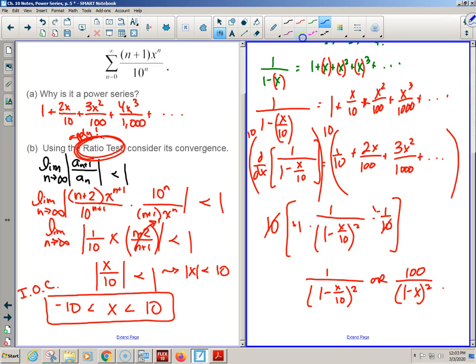I would think up here. Yeah, because I can write this as 1 minus x quantity squared all over 100. Sorry, 10. Did I not put a 10? My bad. I went too fast.